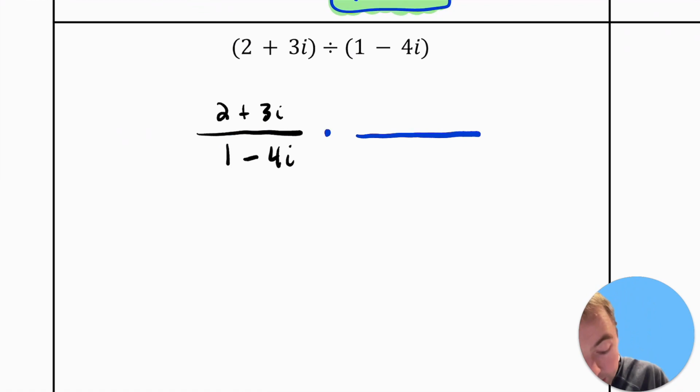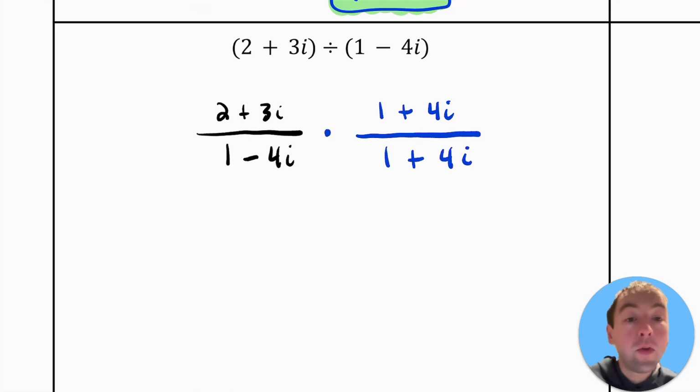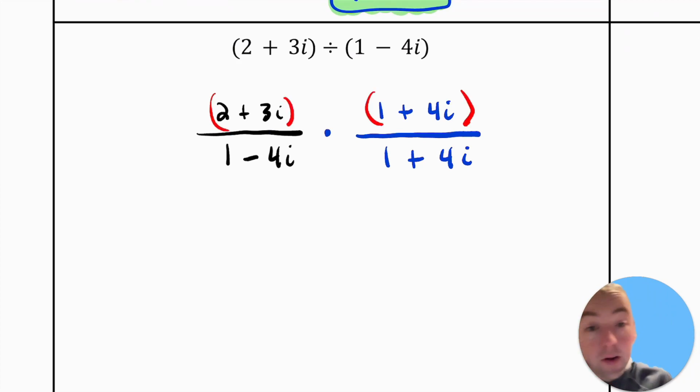So the conjugate would still have the same real part, but then it would switch the sign of the imaginary part, so it'd be plus 4i instead. And you'll have the same thing on the bottom right there, 1 plus 4i. So it's going to be a little bit of work because you're going to have to FOIL out all the stuff on top, and then we'll also have to do that on the bottom. I'm going to start with just the top part.